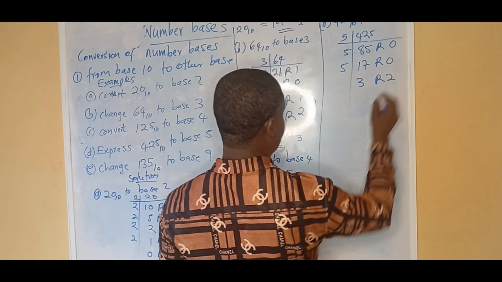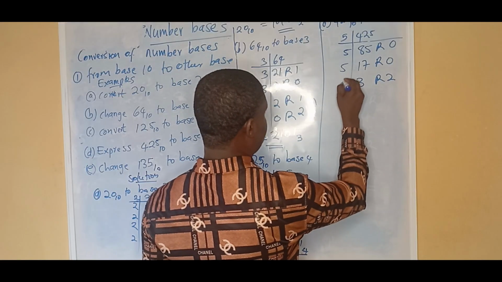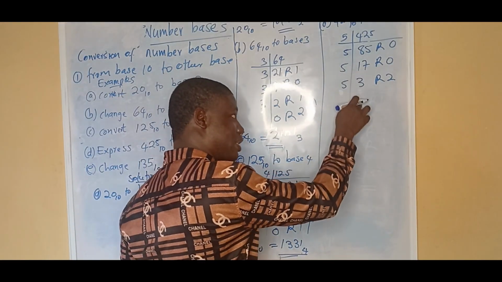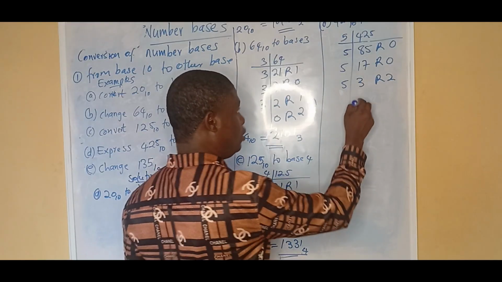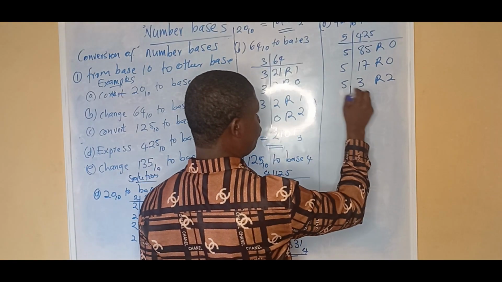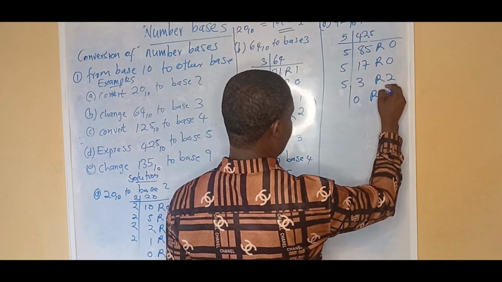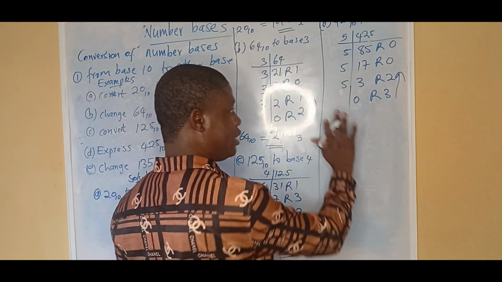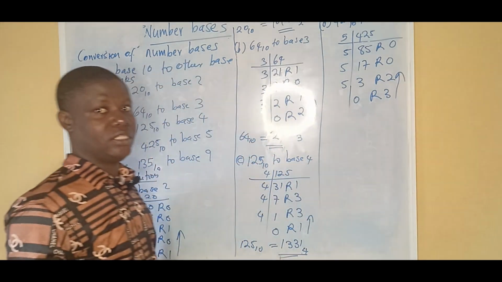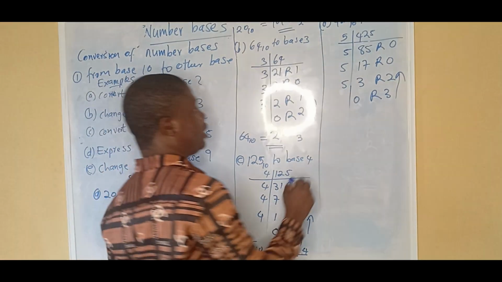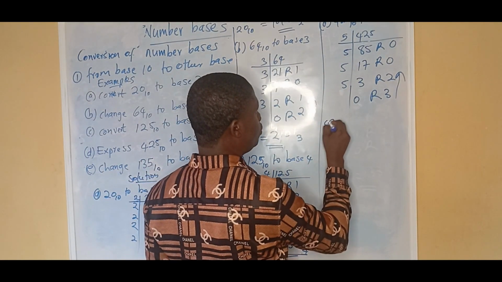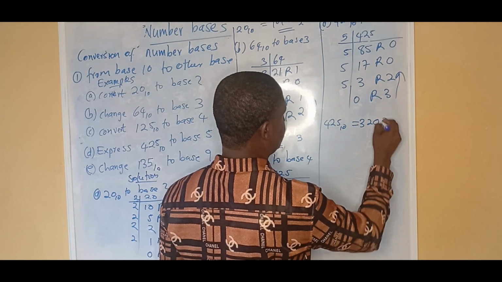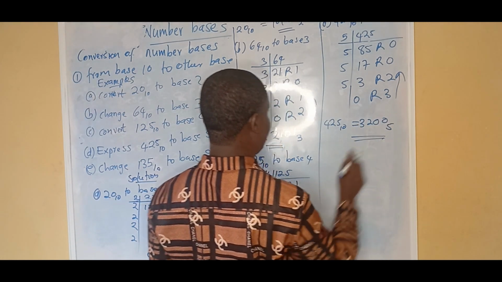Okay? So 3 divided by 5, the number we're dividing is less than the base, so we say 0, remainder that number. So 3 divided by 5 will give us 0, remainder 3. Once you get 0, that ends the process. So here we count upward. That means that 425 in base 10 will give us 3200 in base 5. So this is our answer.